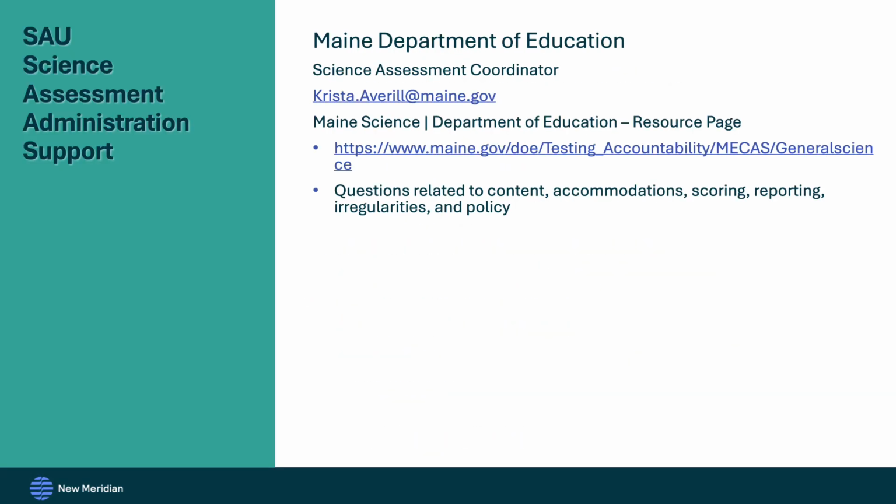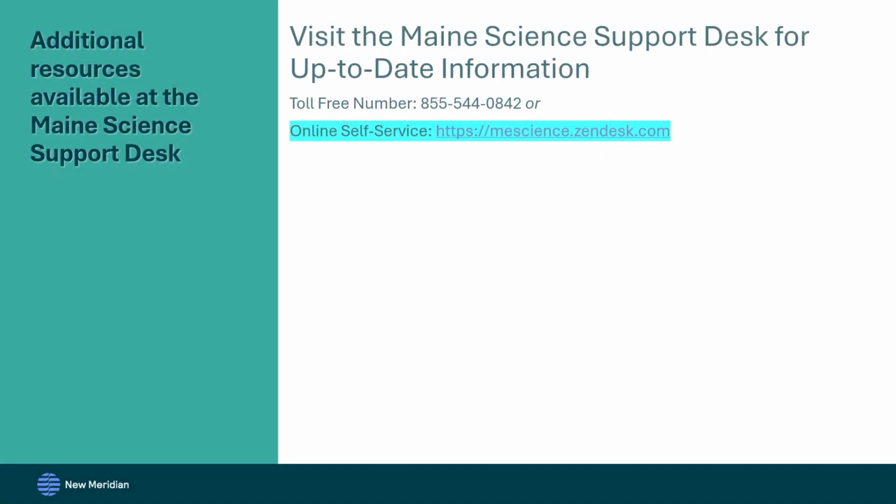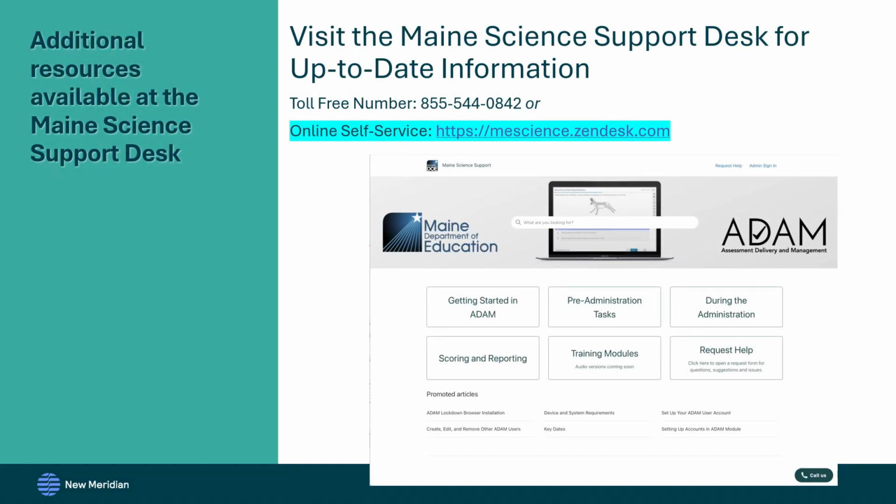Science Assessment Administration support for SAUs can be obtained from the Maine Department of Education Science Assessment Coordinator and the Maine Science Assessment resource page. You can also contact the Maine Science Support Desk using the toll-free number or utilize the online self-service option. For more information and assistance, visit the Maine Science Support Desk at mescience.zendesk.com.